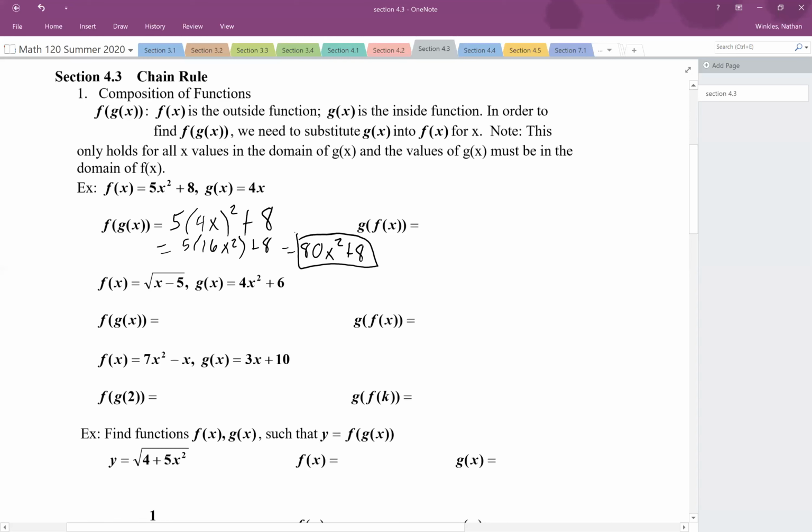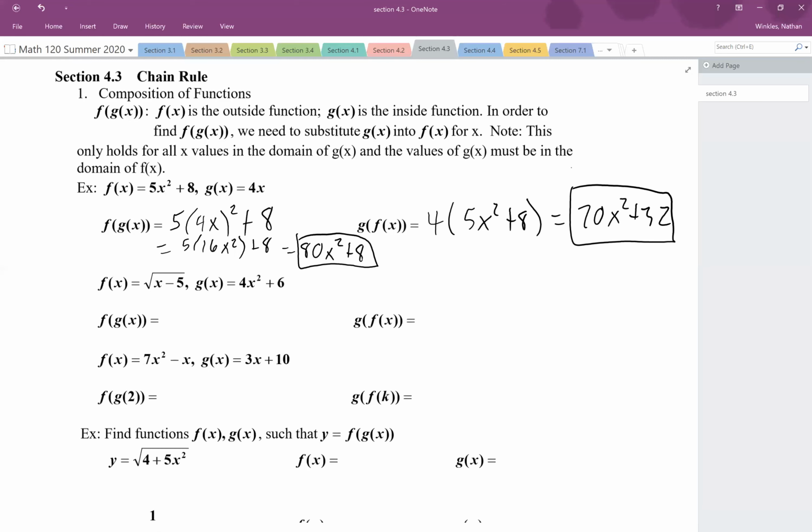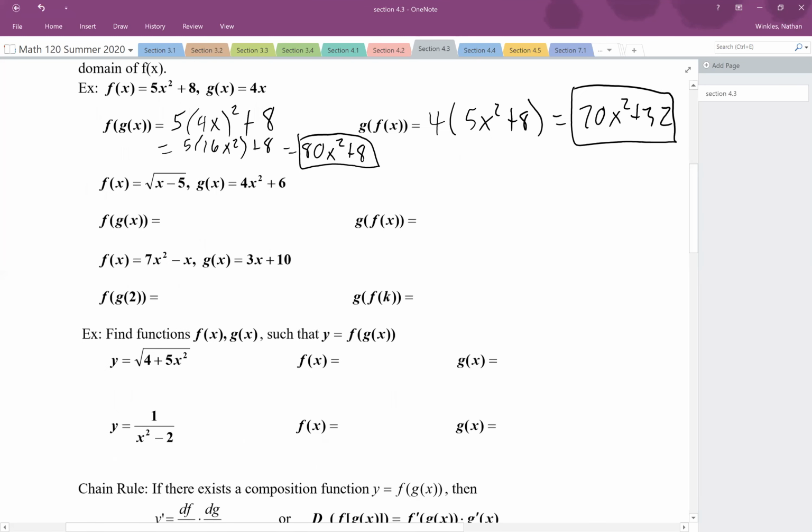We could also do it the other way. We could do g composed of f of x. So 4 times 5x squared plus 8, which gives us 20x squared plus 32. Notice these two values are not the same thing, and in fact, almost always, if not always, they will be different values. They could be the same. No worries if they are. It tells us a little something special if we wanted to dig further into the algebra of it.